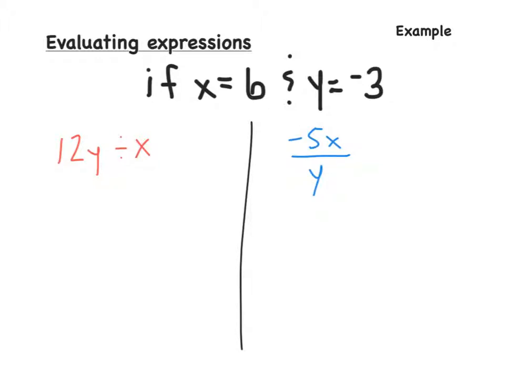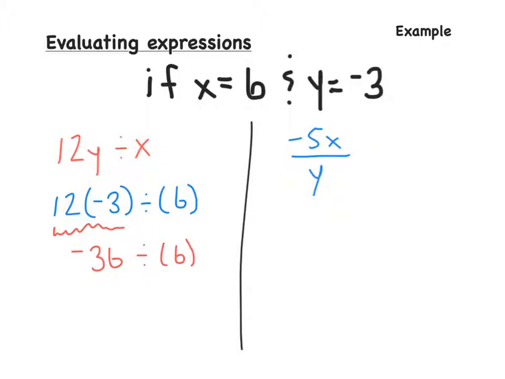So I could just quickly rewrite this first example right here as 12, and then wherever the y is, we put negative 3, divided by, and the x is a 6. So I'll just put that in real quick. So we have a 12 times a negative 3, which is equal to a negative 36. Then rewrite everything else that comes down with it. So now we have a negative 36 divided by a positive 6.